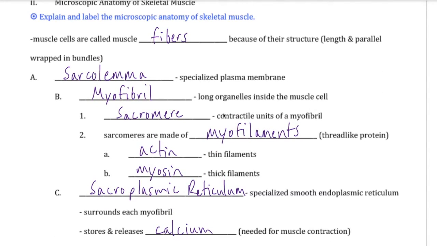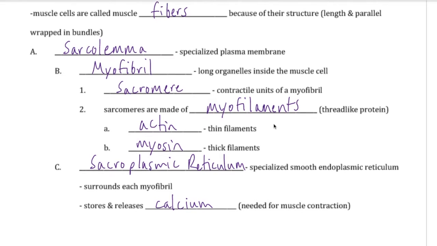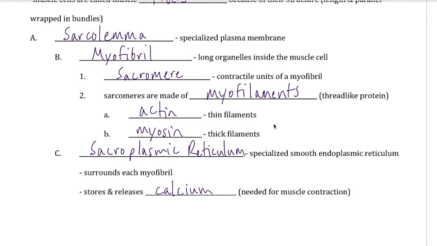So microscopic skeletal anatomy. Muscle cells are called muscle fibers because of their structure: long, parallel, wrapped in bundles. We have our sarcolemma, which is a specialized plasma membrane. Inside of it, we have myofibrils, which are long organelles inside of the muscle cell. Then we have our sarcomere, which are contractile units of the myofibril. And then sarcomeres are made up of myofilaments, or thread-like proteins. We have a thin and thick filament, actin and myosin.